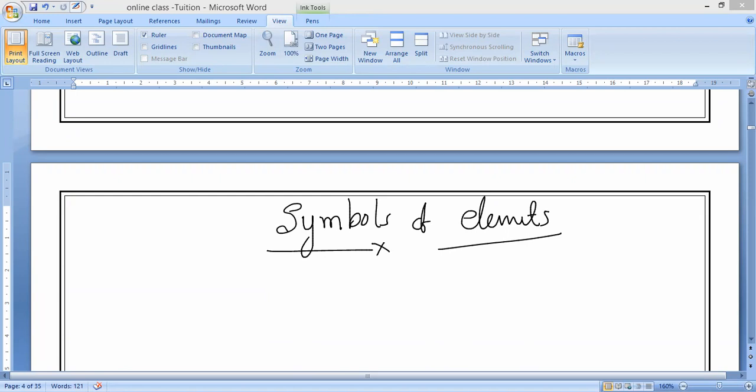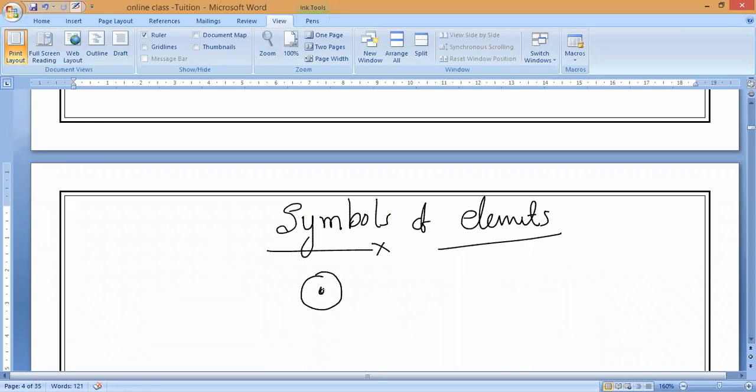When we say the symbol of an element, it means the symbol of the atoms of the element. Whenever I say symbol of the element, it is a symbol of the atom of the element. For example, if I say this is the symbol of some element, the atom also has the same symbol. Whatever element I take, the atoms also have the same symbol. Is it okay, guys? Yes, sir. That is what you have to remember.